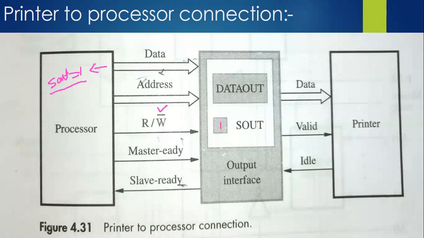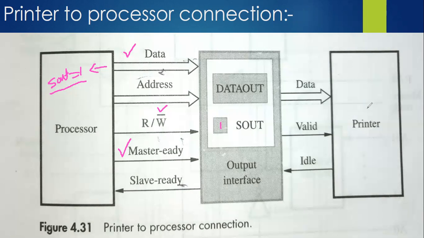Meanwhile, observe it carefully. Meanwhile, we need to perform two different tasks. What is that? First, we need to generate the master ready signal. Along with that, you need to upload the content which has to be printed inside the data line. Clear?